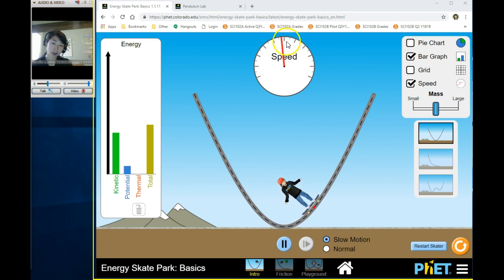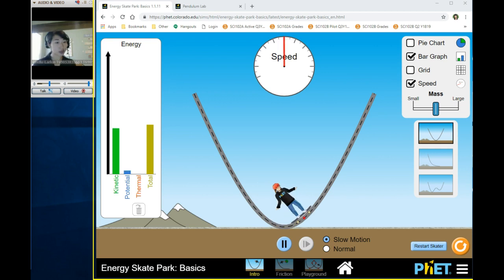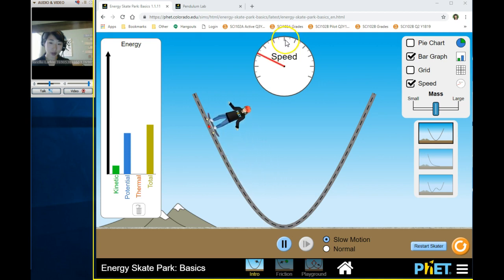Take a look at it go up and then down and then faster, faster, faster, and then slower, slower, slower. Tell me, where is he going the fastest on the ramp? Come on, everyone. I need your participation in the chat box. Where is he going the fastest? Take a look at when the speedometer is at its max. The max is right about here, it looks like. So where is he when the speedometer is at its max?